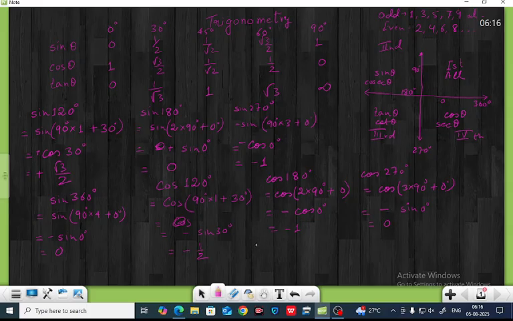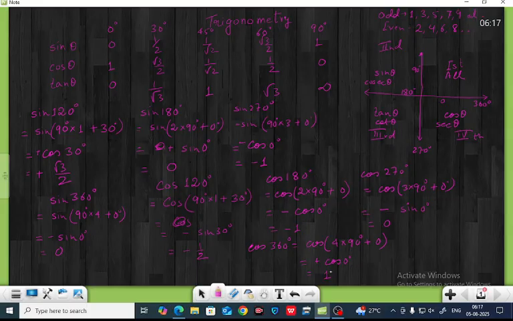And then at the end we will find the value of cos 360 degrees. You can write it as cos of 4 into 90 degrees plus 0 degrees. Since it is an even number, it will be cos 0 degrees. 360 is in the fourth quadrant, where the value of cos is positive. And the value of cos 0 is 1.